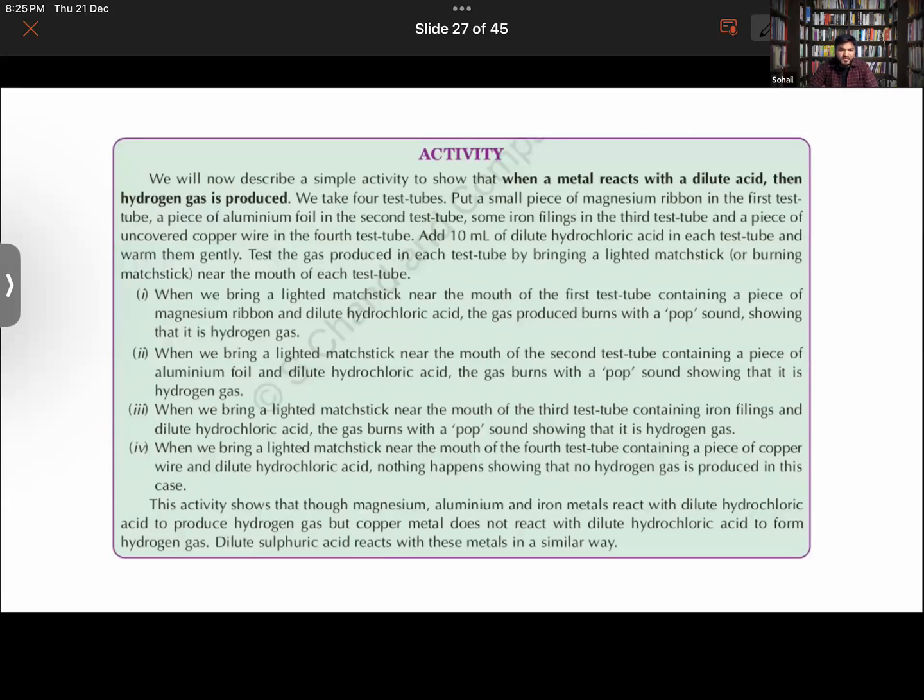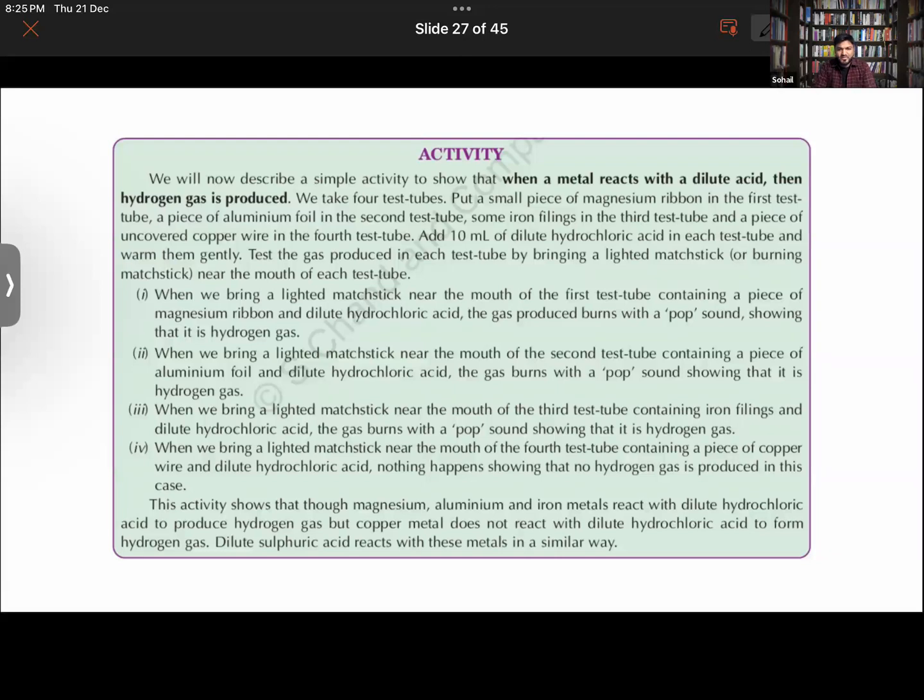Now there's a small activity here. This is a simple activity to show that when a metal reacts with dilute acids, hydrogen gas is formed. Basically, the crux of the activity is that you will be taking a small piece of magnesium ribbon. Now you will be taking a piece of aluminum foil.